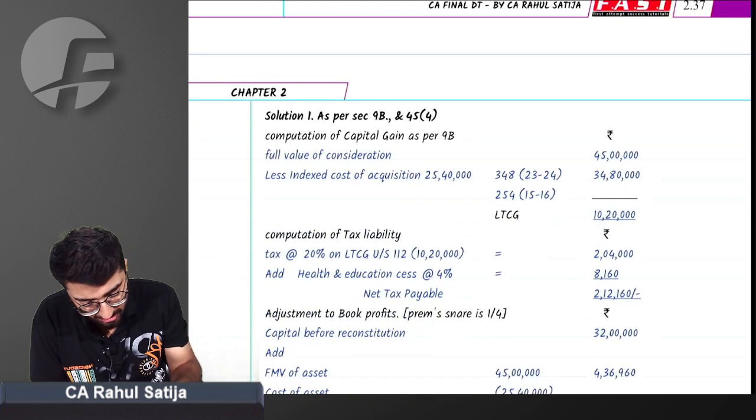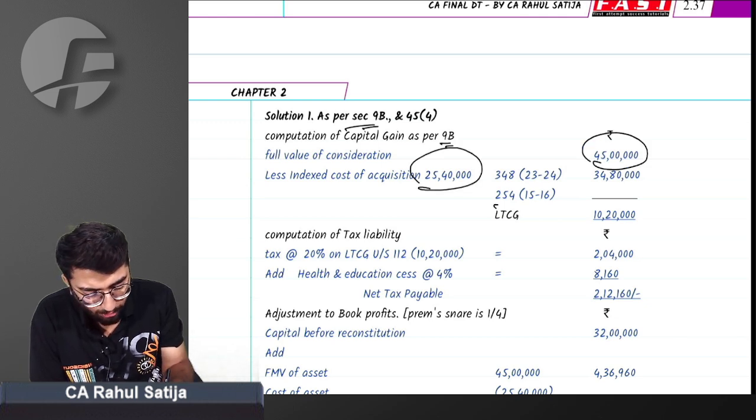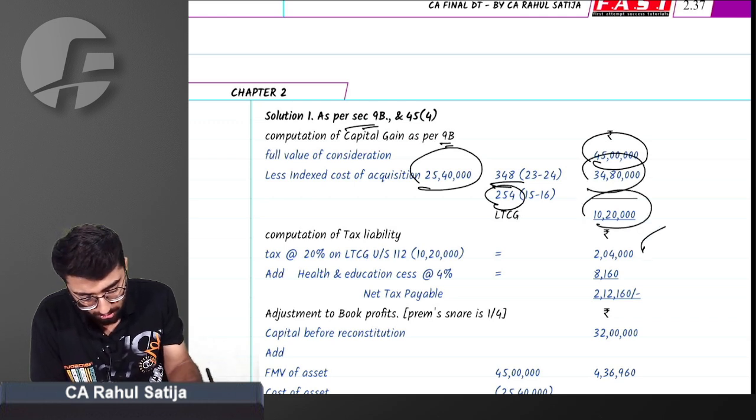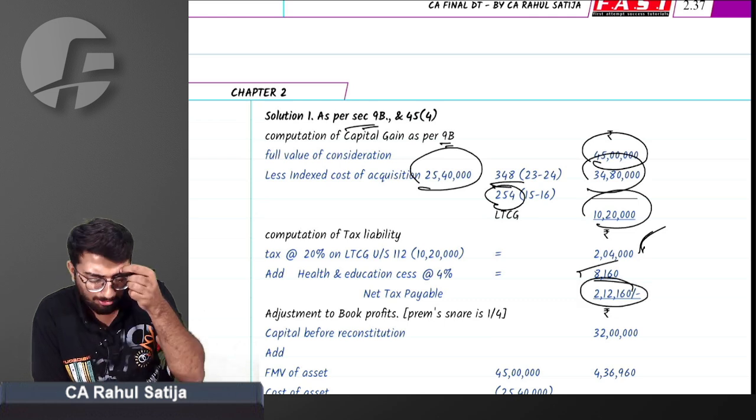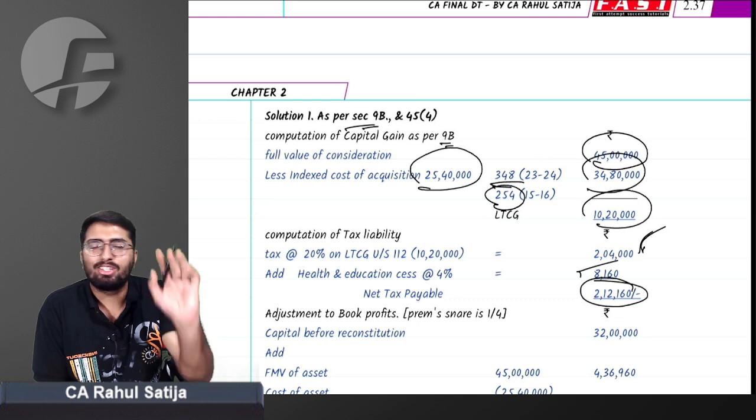Just let us calculate under Section 9B. Full value of consideration 45 lakh. Cost of acquisition 25 lakh 40,000 divided by 254 into 348 will be 34 lakh 80,000. LTCG tax will be at the rate of 20%, and education cess at the rate of 4%. Net tax liability will be this and this. Simple topic. It was easy to calculate the tax payable under Section 9B.